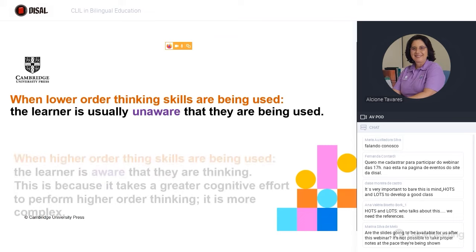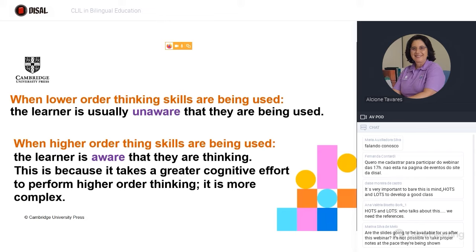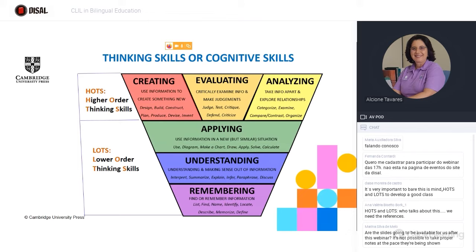When higher order thinking skills are being used, then the learner is aware that they are thinking. This is because it takes a greater cognitive effort to perform higher order thinking skills. It is more complex. So if I want to give, let's say, a university student an activity that involves creating, design, build, construct, plan, produce, devise, invent, they know that they are thinking. They have to stop and think about it. This is more complex than just remembering, for example.